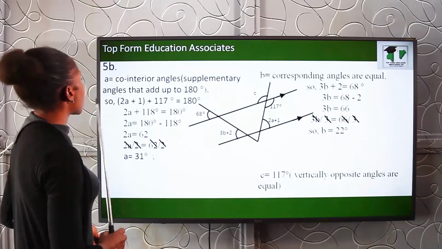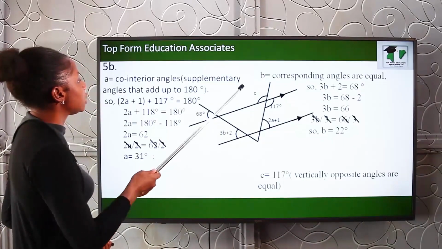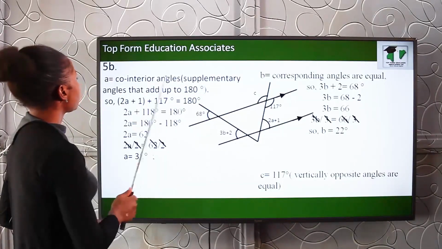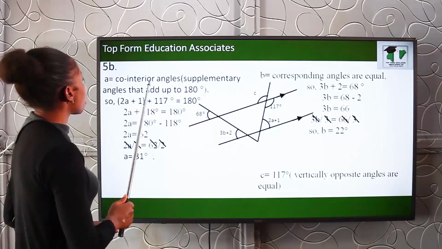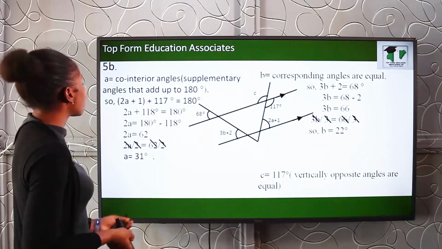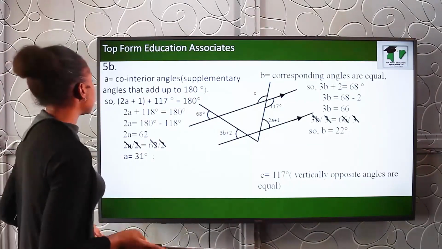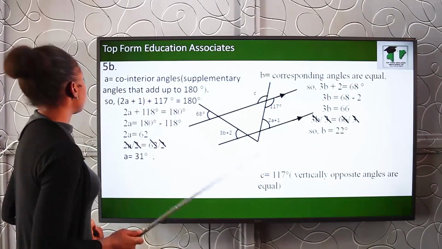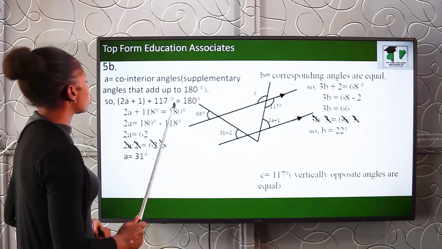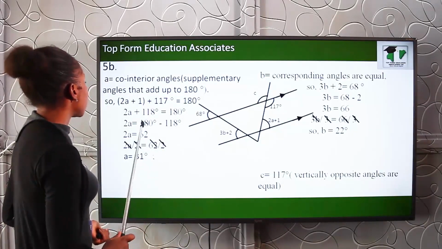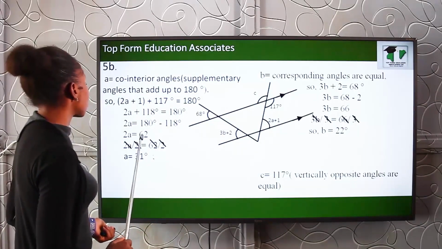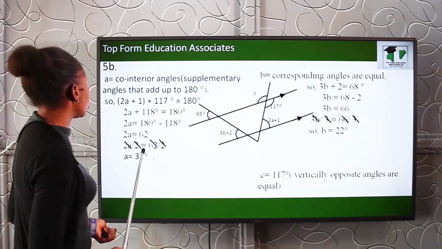Now, 5B, we are asked to find also the values for these letters. All right. Now, to get A here, we'll use co-interior angles. We made use of the principle of co-interior angles. We said co-interior angles are those supplementary angles that add up to 180 degrees. So simply you add it. When you sum it, you get this equal to 180 degrees. Then you collect like terms, simple mathematics. And when you do that, you subtract, get the value, then you divide by 2.